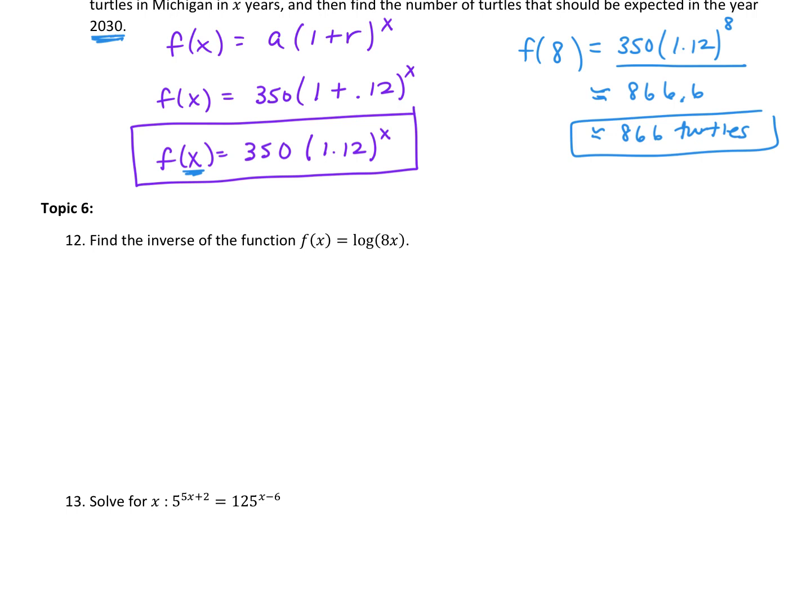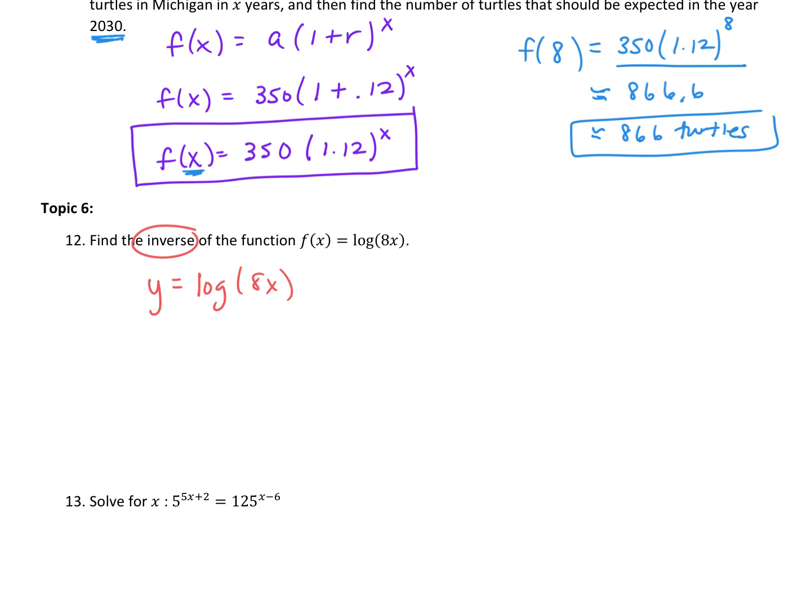All right, moving on to topic 6. This is when we got into logarithms and all that fun stuff. It says, find the inverse function of f of x equals log of 8x. So first, let's start by rewriting this with, instead of f of x, we'll rewrite it as y equals log of 8x. So anytime that we have to find the inverse, our first step is we are going to switch our y and our x variables. So those switch, then we're working in the inverse, and we will go ahead and solve that equation for y.